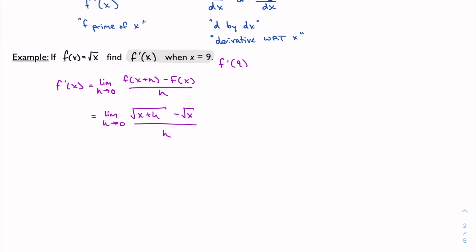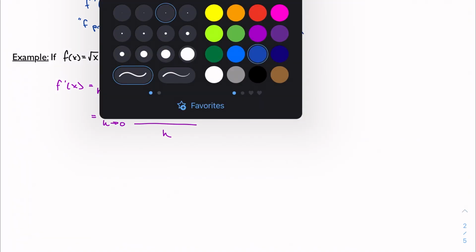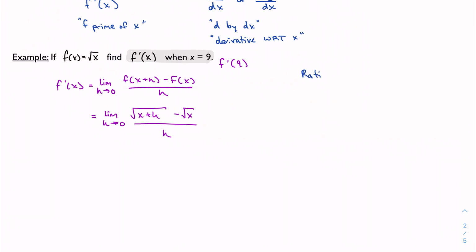Well, we've heard of rationalizing the denominator, right? When we've talked about rationalizing in the past, we've talked about rationalizing the denominator. Multiply by the denominator, and it all makes things a little bit easier to work with. Well, we can do this to the numerator too.